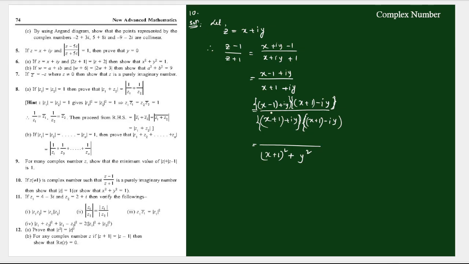Okay, then this is your x minus 1, this is your x plus 1. You need to multiply, there is no other way. This one and this one, again you multiply x minus 1, then iy. Then what do we have? Plus iy times x plus 1, then we have minus i square, which becomes plus y square. Fine.